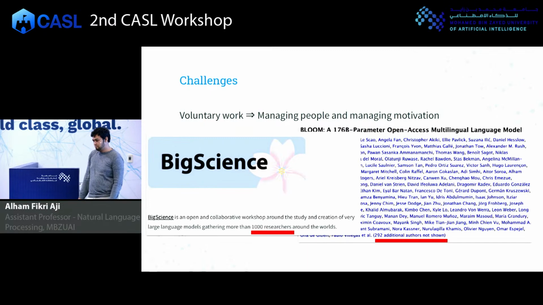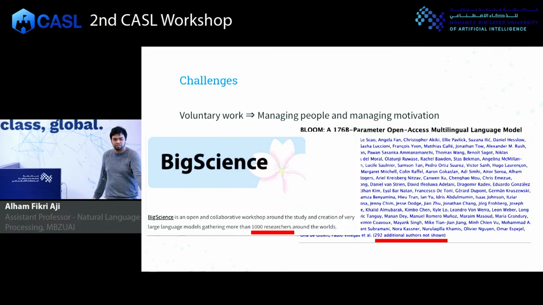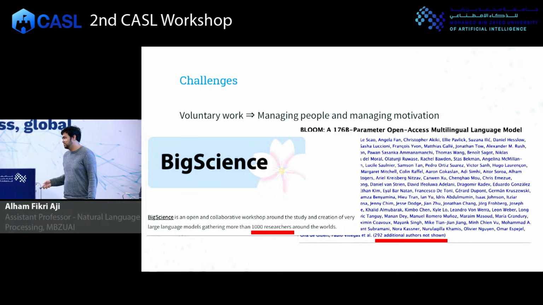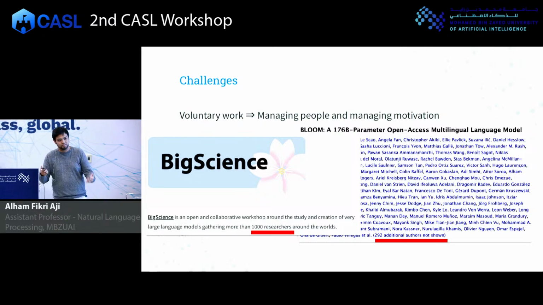Some challenges though. One thing that I noticed is about people and motivation. For example, here, Big Science in the advertising says, oh yeah, we have 1,000 researchers. Cool, but then in the actual paper, they only have like 300 something, right? So the 700 are not really active.